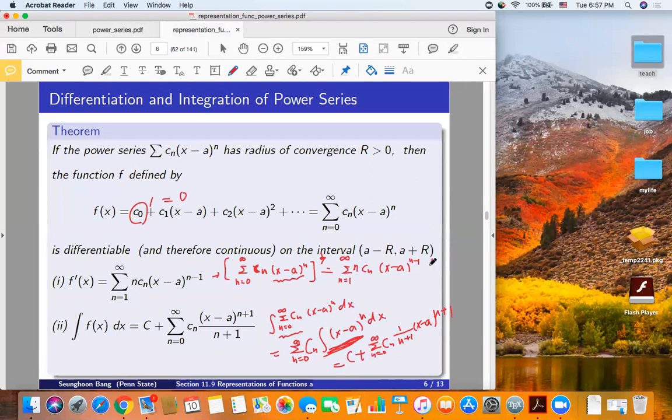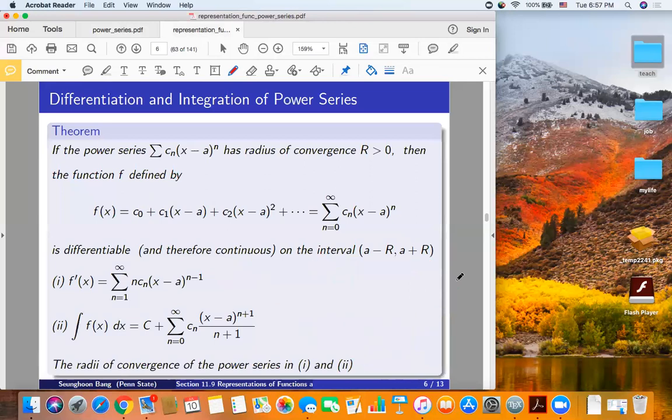This is two forms like this. This is the idea for memorizing these two rules. So this is one important thing. What's like the radii of convergence of the power series of the derivative, and the power series of the integral?